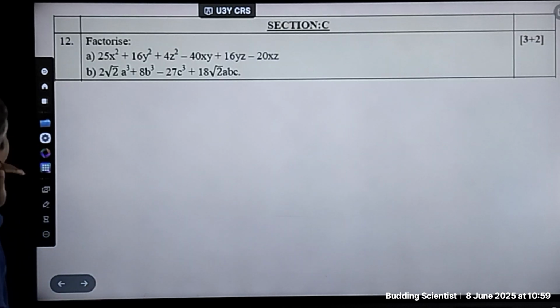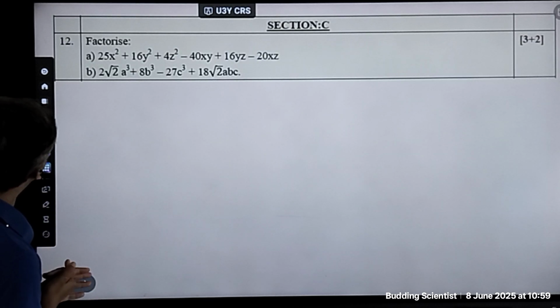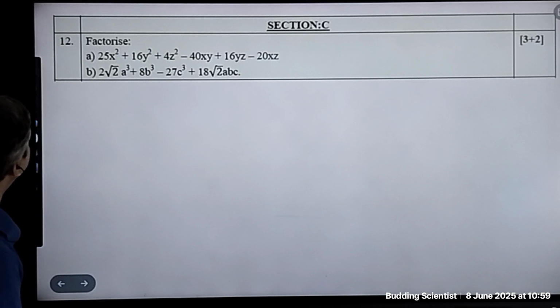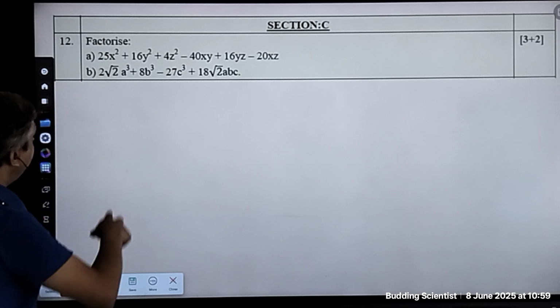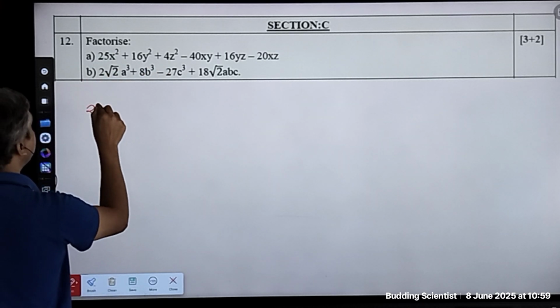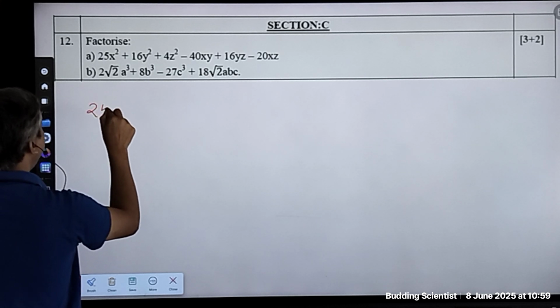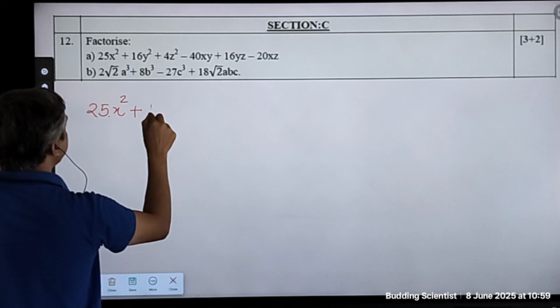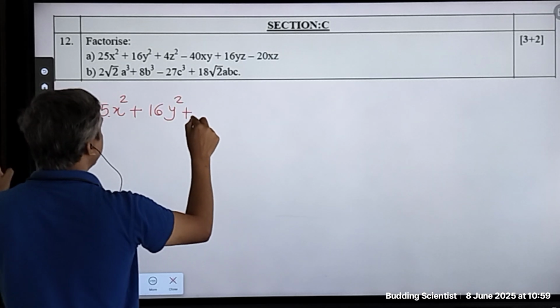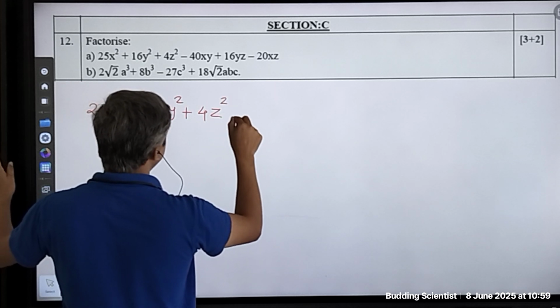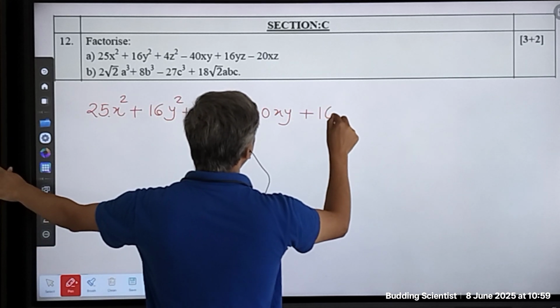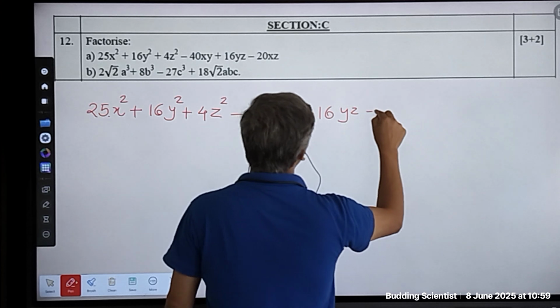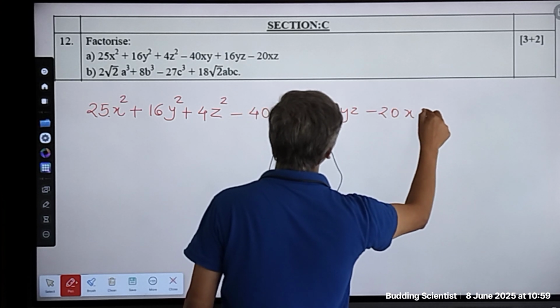Very simple. Question number 12. Factorize 25x square plus 16y square plus 4z square minus 40xy plus 16yz minus 20xz. This kind of problem, you see that 25x square plus 16y square plus 4z square minus 40xy plus 16yz minus 20xz.